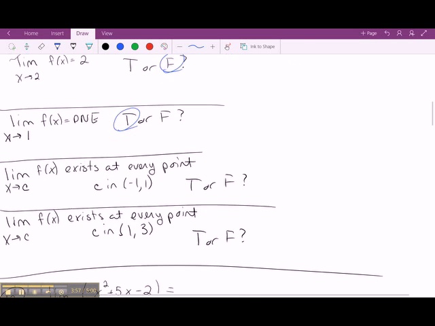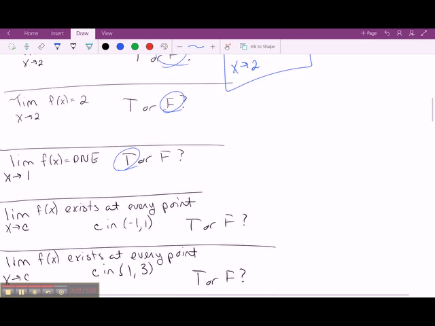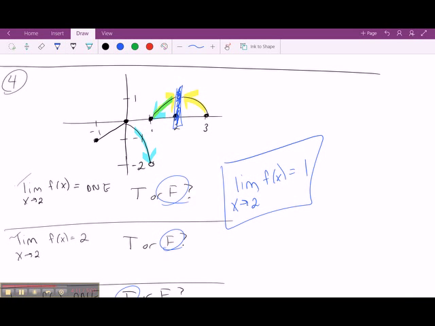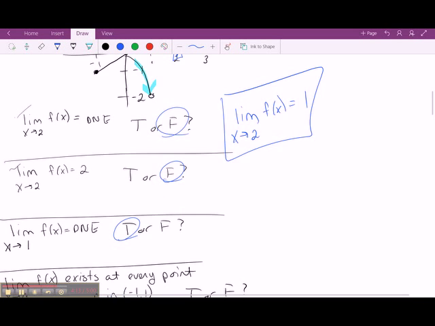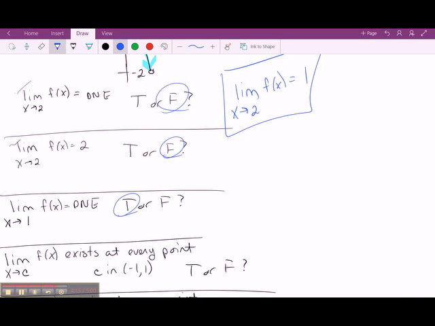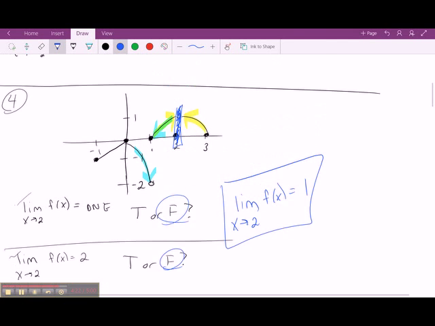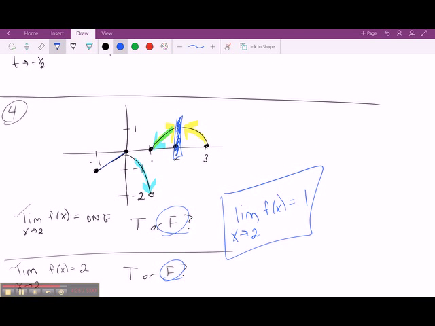The last two are generic. So part D is the limit as x approaches c for the function exists at every point between -1 and 1. So it wants to know, do we have a limit everywhere between -1 and 1, not including, because this is an open interval, so that means not including the endpoints. So we don't want to actually include -1 and 1. So that just means if we look at the entire graph between -1 and 1, would we have a limit at every single x value in there? And I would say, yeah, we do.